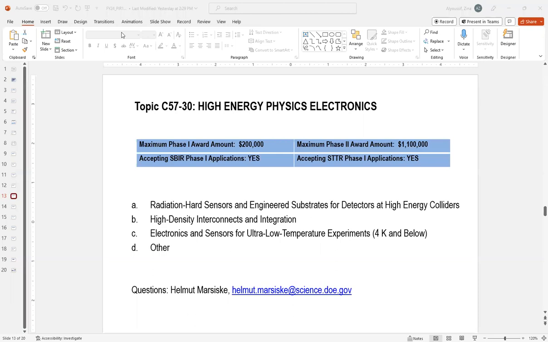We're also interested in all kinds of microfabrication of superconducting, flexible interconnects, all the components that are needed to set up this whole readout chain. That's it for this topic.